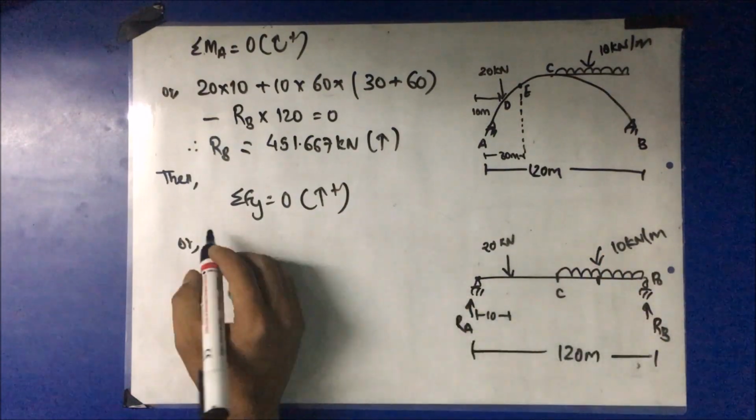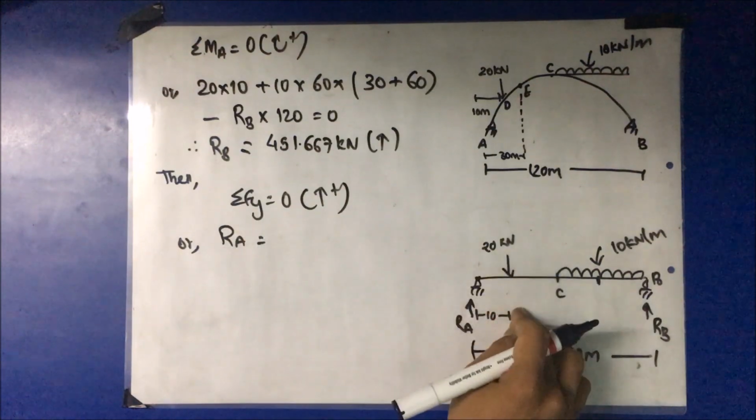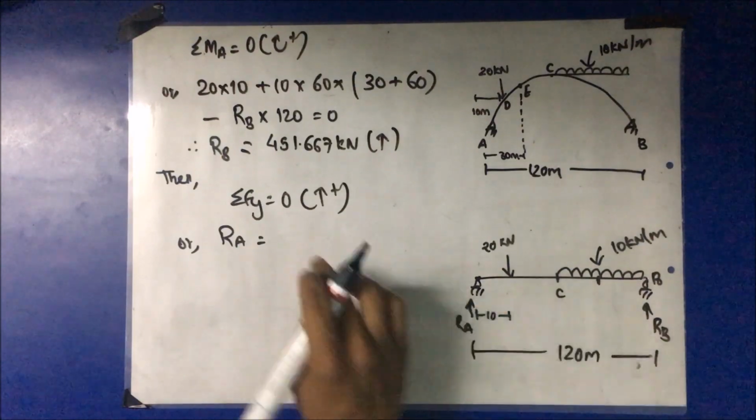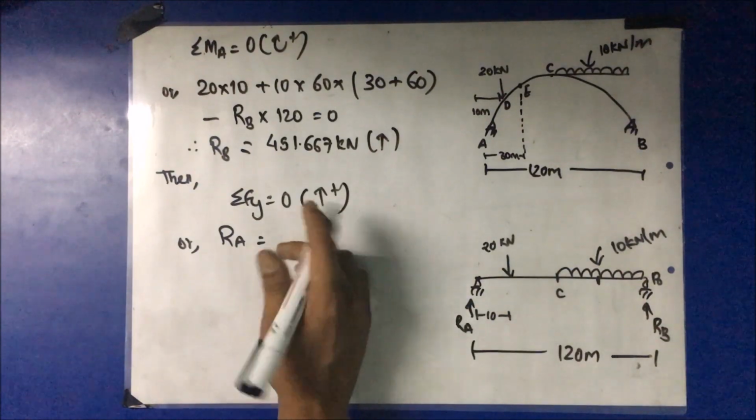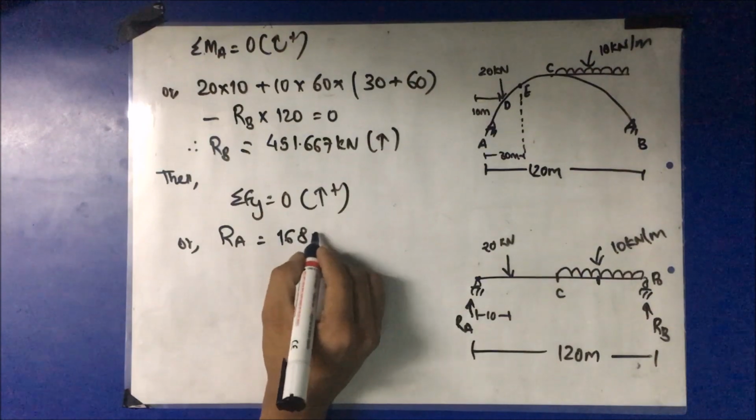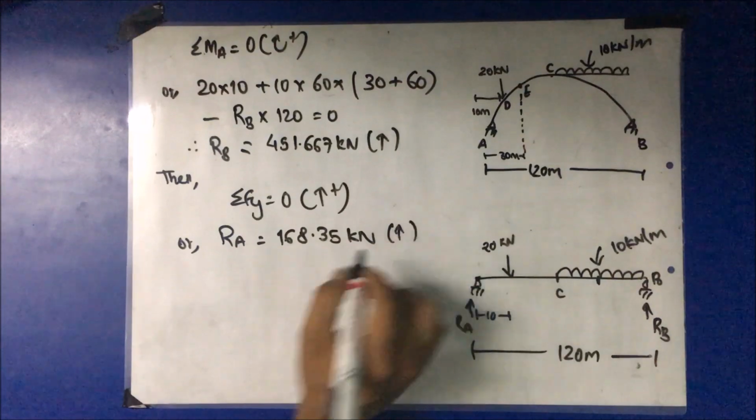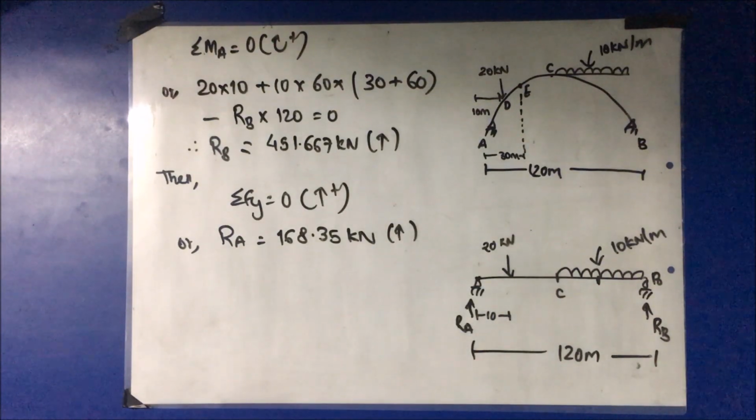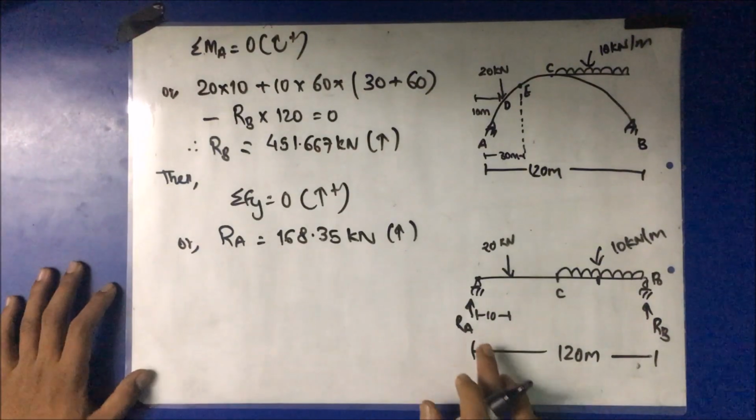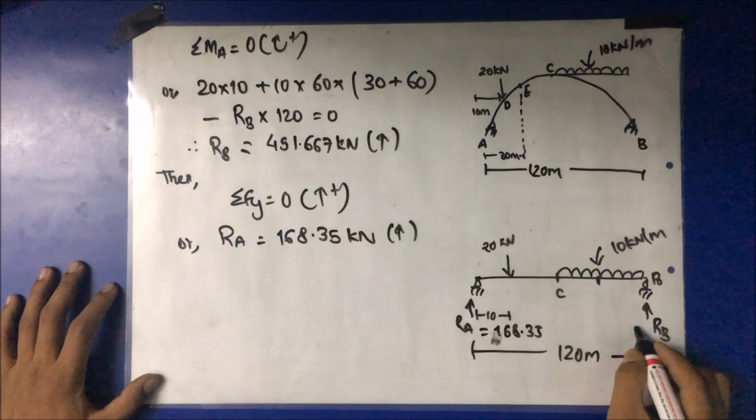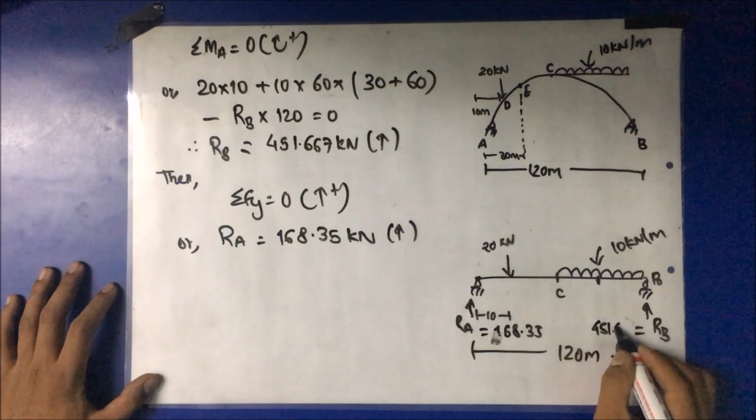Similarly, summation Fy is equal to 0, taking upward positive: minus 20 minus 10 into 60 plus RB plus RA equals 0. So RA is equal to 680 minus 451.667. We get 168.35 kilonewton acting vertically upward. So this is the first step, that is calculation of reactions for the simply supported beam. RA is equal to 168.35 and RB is equal to 451.667.